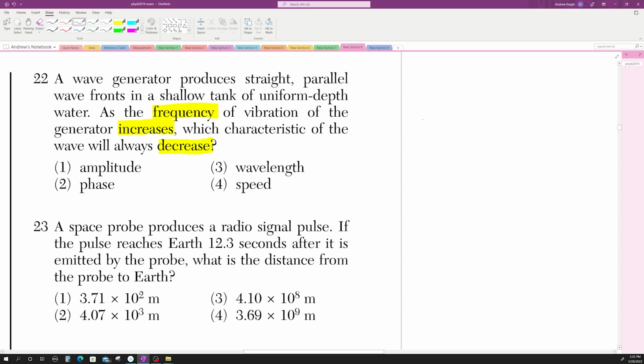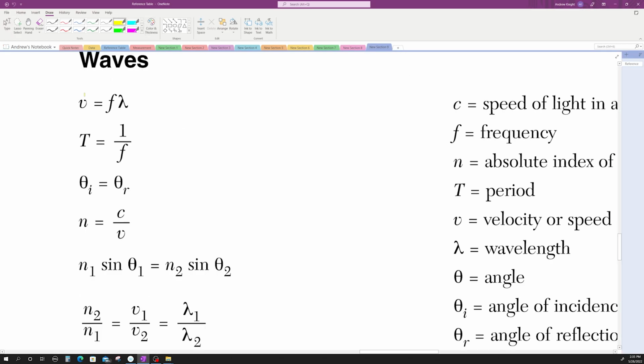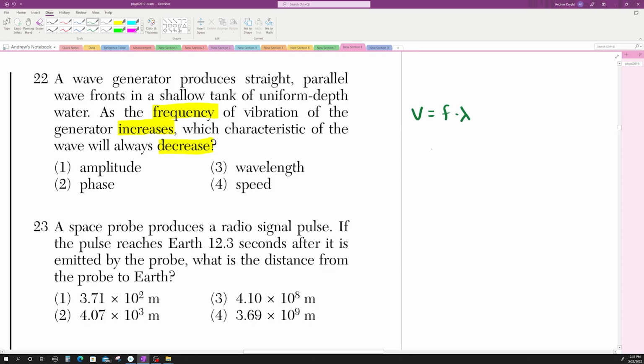Well, let's go to my reference table and look at what options I have for waves. Here I am under waves, and with waves, we're talking about frequency. So I'm going to have to think about velocity is frequency times wavelength. Well, in this case, remember, the frequency is going up. If the frequency goes up, meaning you have more waves, so this is a low frequency, this would be a higher frequency. Well, the frequency went up. The wavelength, however, became less. So that wavelength has to go down.